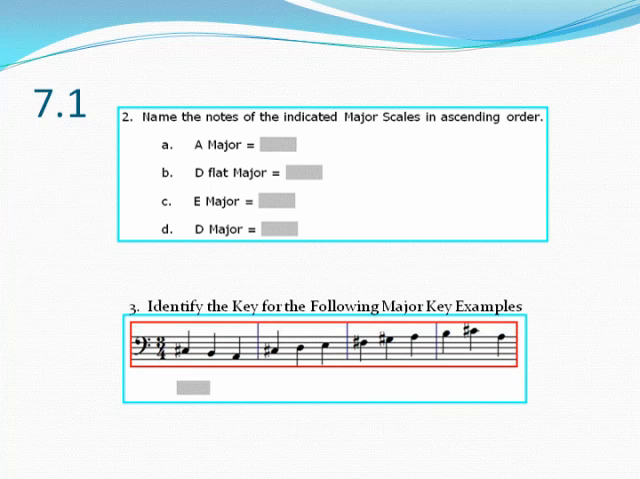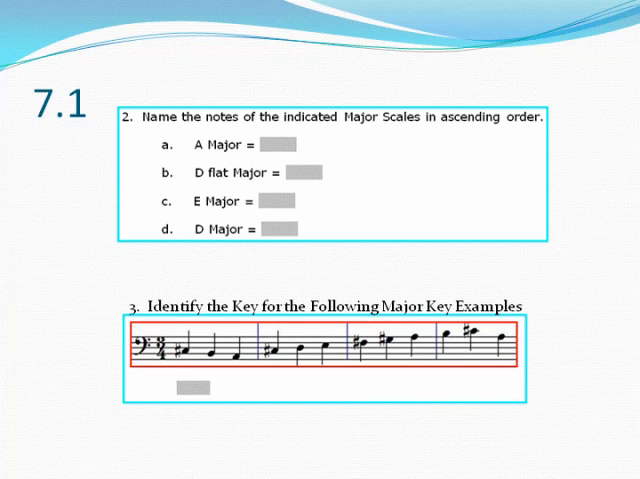So it asks you, this is number 2 of assignment 7.1, name the notes of an A major scale. You go, Mrs. Chisholm, I just don't understand this. I don't know the notes of an A major scale. Well, maybe I'm having a bad day. Maybe I don't know either.